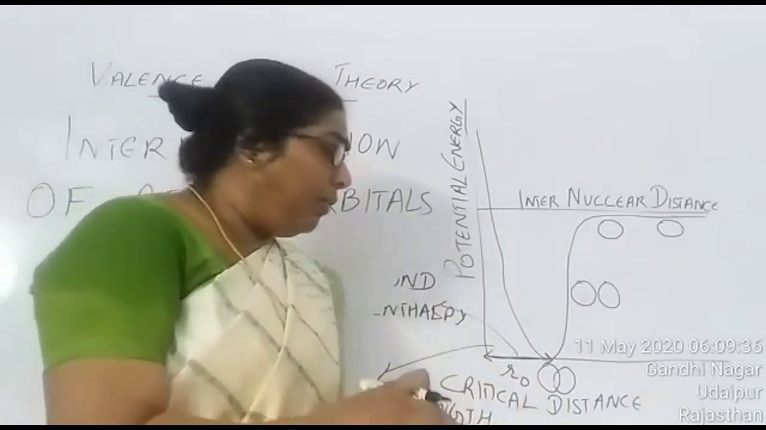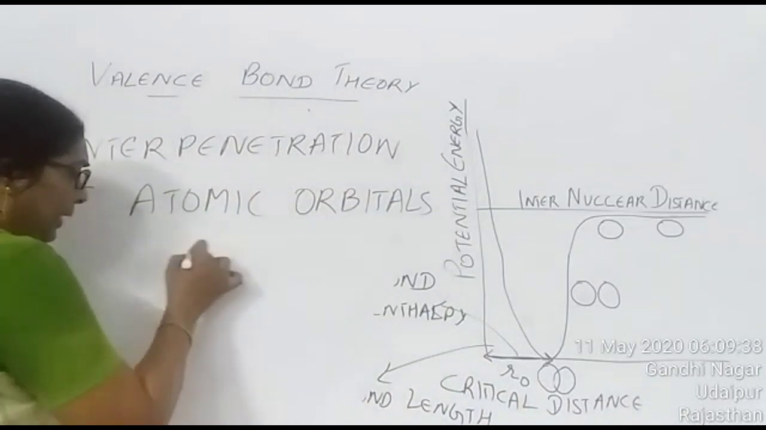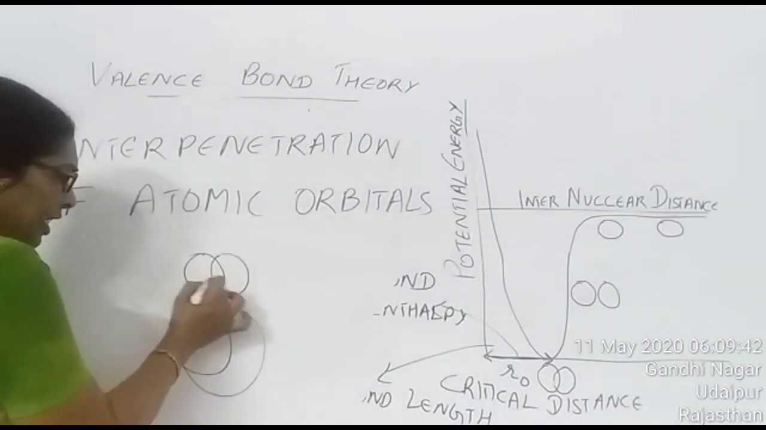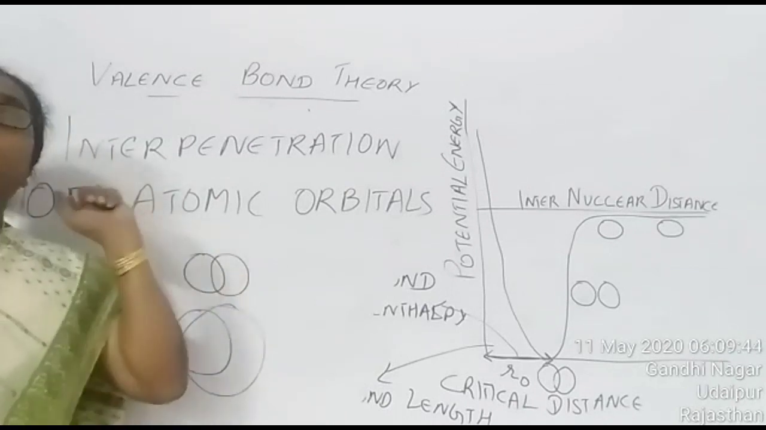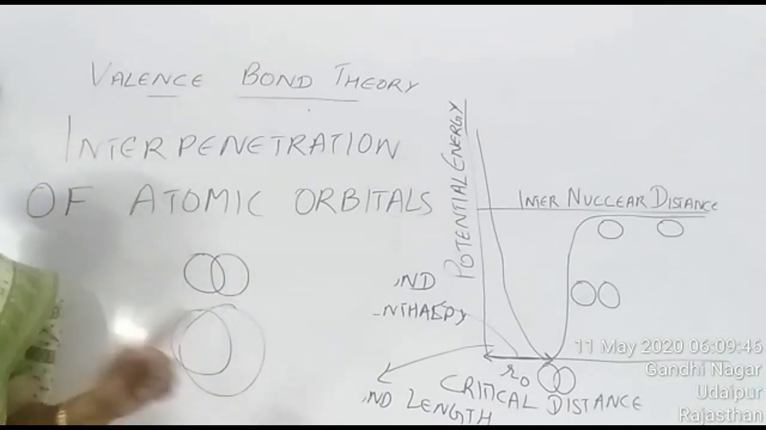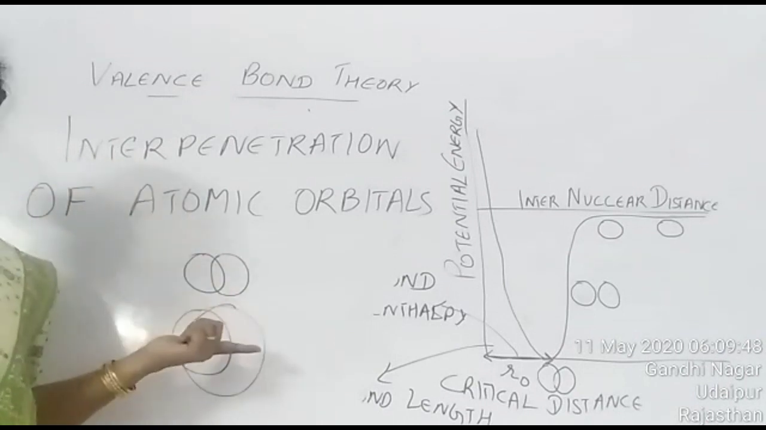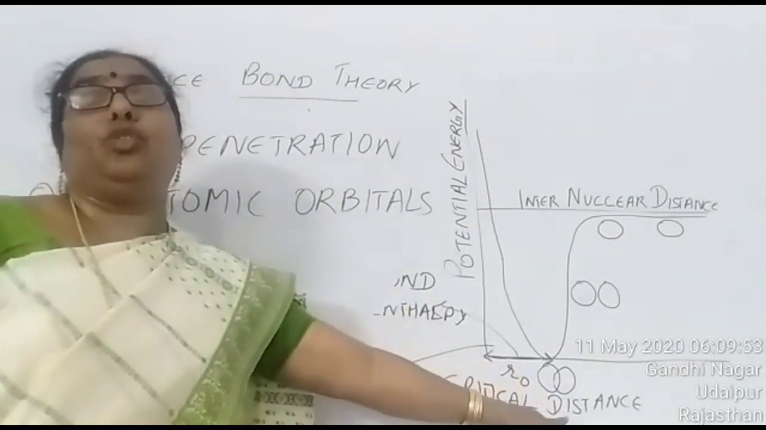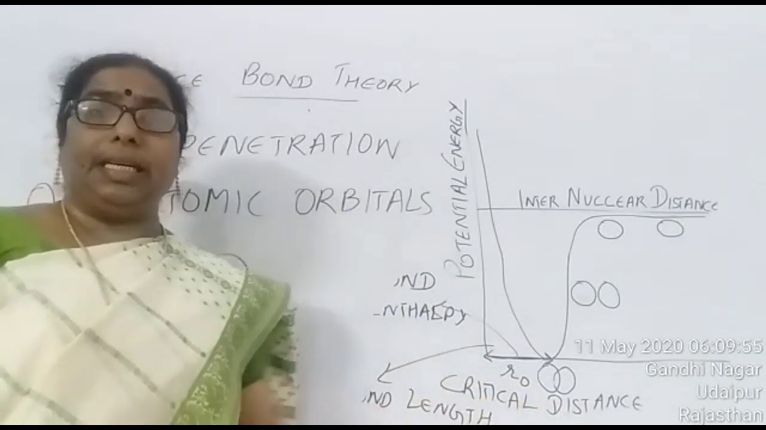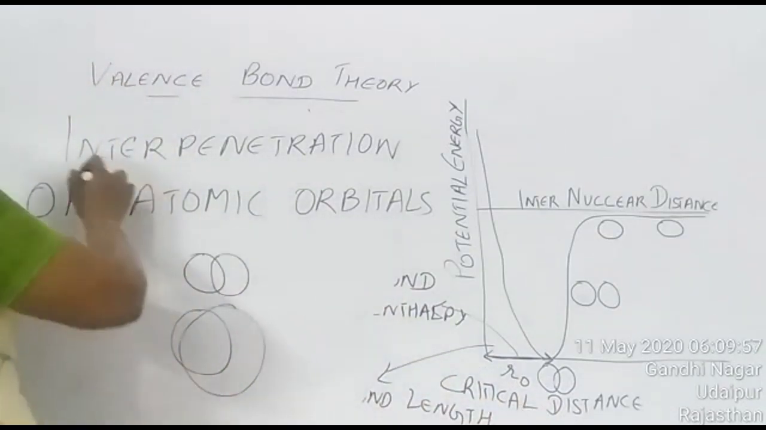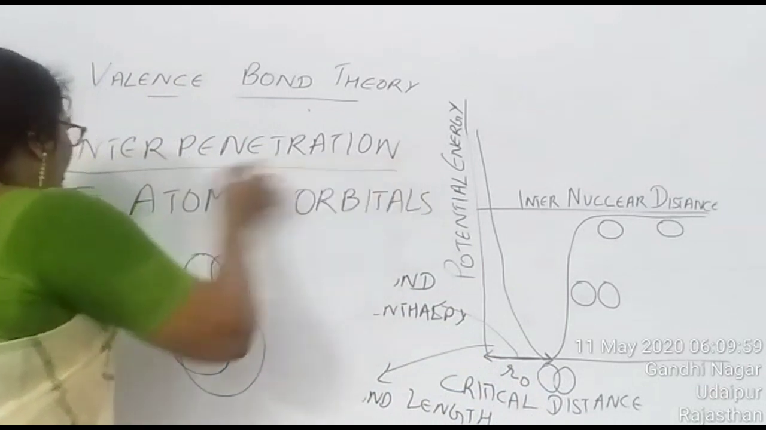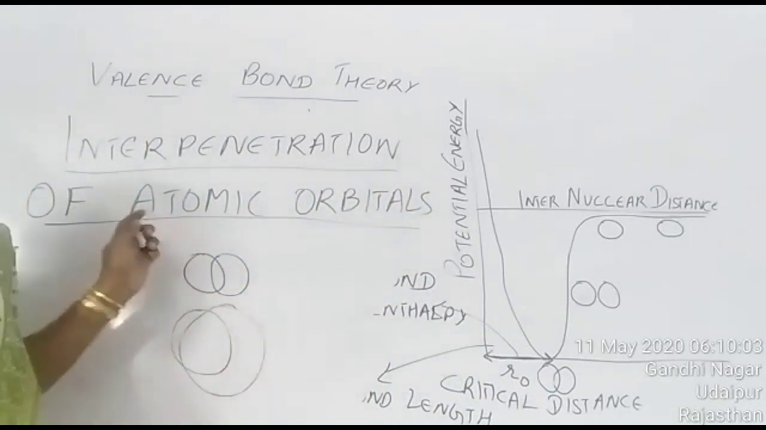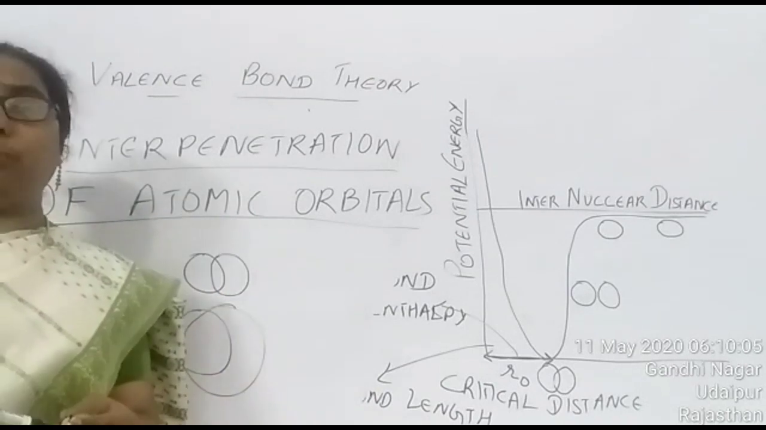And why not further overlapping? That is, it overlaps like this only. Why is it not like this? Since after this particular point, what happened? The magnitude of repulsive interaction is more than, or stronger than, that of attractive force. So further overlapping is not possible. Is it clear, children? Overlapping means the interpenetration of atomic orbitals. Is it clear? Formation of hydrogen molecule.